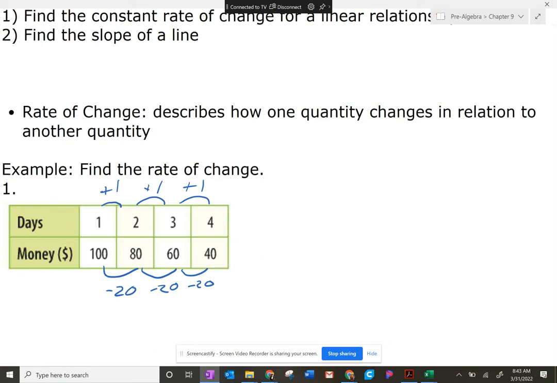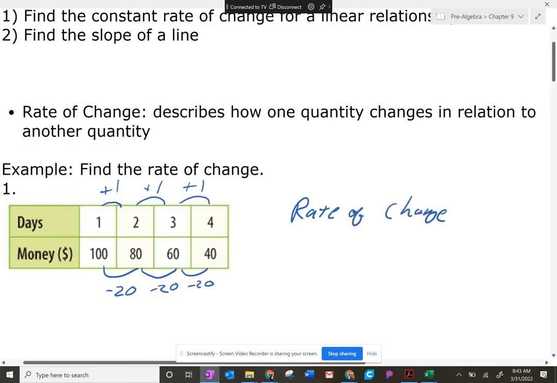Okay? If I follow this pattern, again, I don't have an equation to work with. I don't have anything else to look at except for just what's there. What would you expect I would have for money on day 5? $20. How'd you figure out $20? Yeah, because every single time I'm subtracting by 20. Okay, so for this one, my rate of change, I'll say rate of change is minus $20 per day.